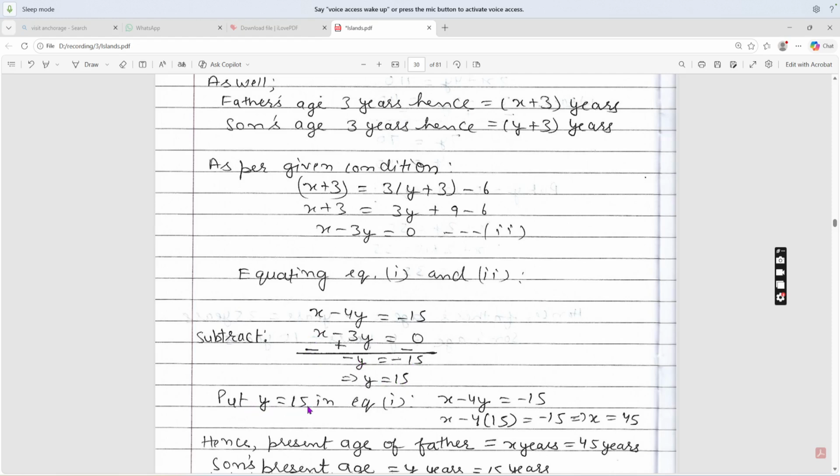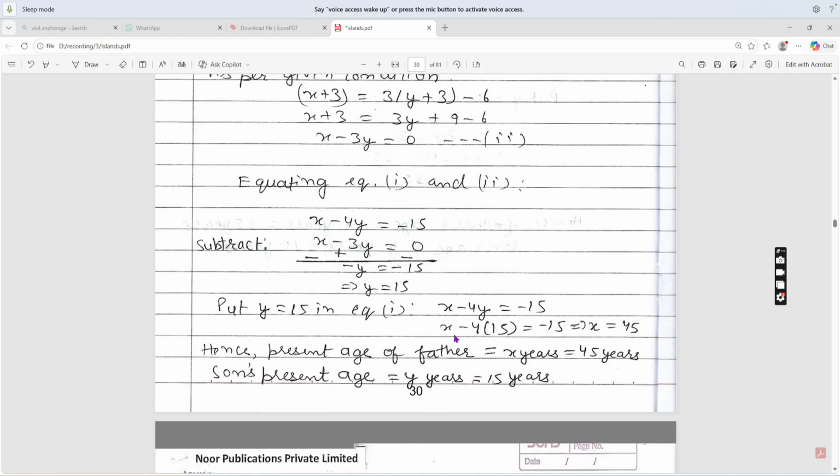Now we are going to put y is equal to plus 15 in equation 1. What is the first equation? x minus 4y is equal to minus 15. So x minus 4 into y, y is 15, is equal to minus 15. Now we are going to open the brackets and we are getting x is equal to 45. Very simply, x minus 60 is equal to minus 15. So x is equal to minus 15 plus 60. Minus 15 plus 60 will give us plus 45. Hence, present age of father, that is x years, is 45 years. Son's present age is y years, which is equal to 15 years. From here, we get y is equal to 15.